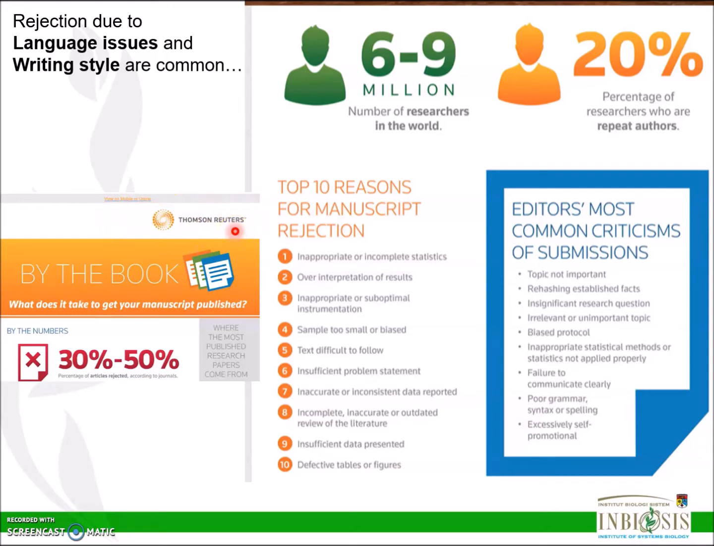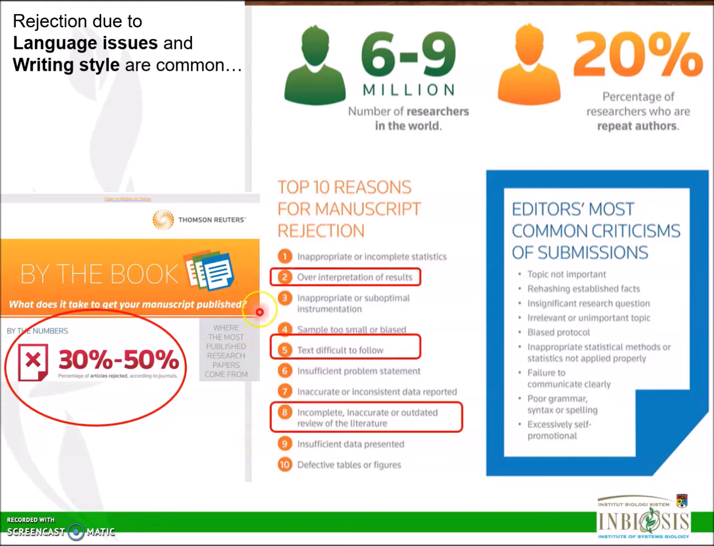Science. According to their analysis, journal rejection is more common than most people think. About 30 to 50% of submitted articles are rejected by any given journal. But why is this so? Here is the list of the top 10 reasons for manuscript rejection. If you look closely, 3 out of 10 are due to language issues. This includes overinterpretation of results, text difficult to follow, and incomplete, inaccurate and outdated review of literature. Even the most common criticisms by editors upon submission are comprised of poor communication and weak English.